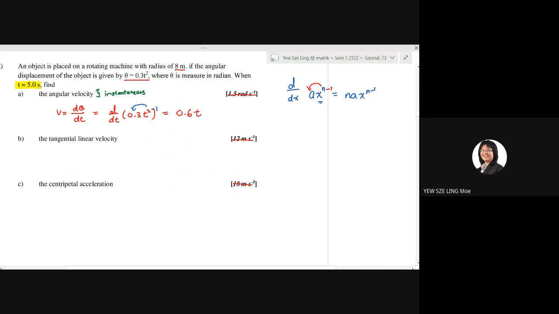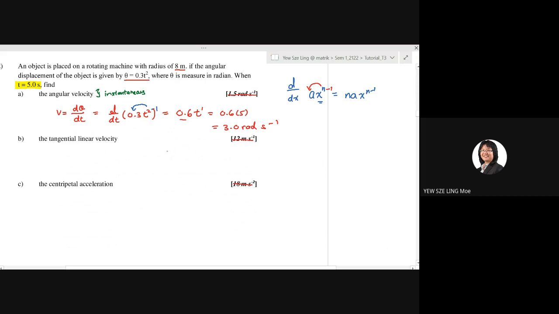Because 2 times 0.3 gives you 0.6, and 2 minus 1 gives you 1. But the 1 you don't have to show in the equation. You don't have to show it in the formula. So that is your equation for angular velocity. And then you substitute t equals 5, which is 0.6 times 5. Then you will get 3.0 radians per second.